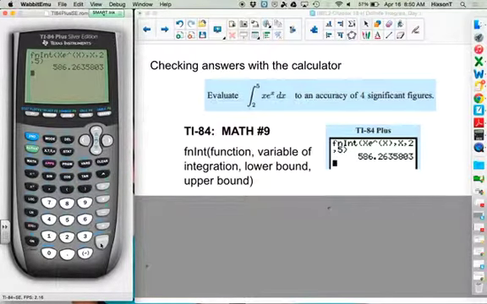And you get 586.2358 and so on. Okay? If we're doing this to 4 significant figures, we would make it 586.3.